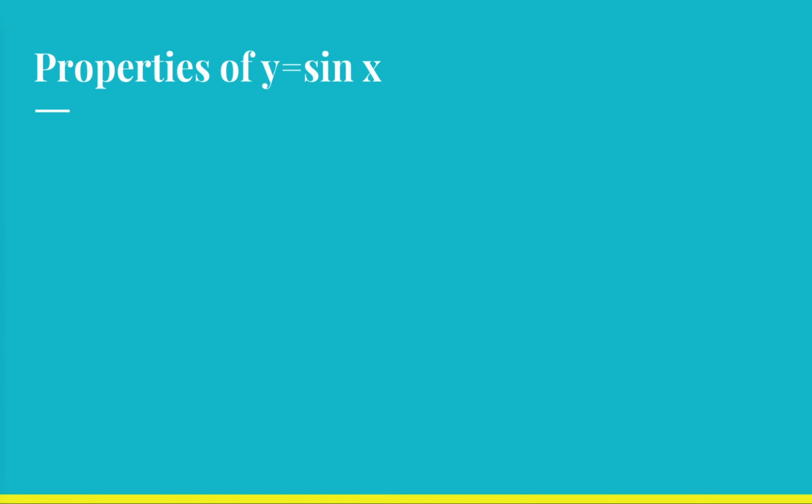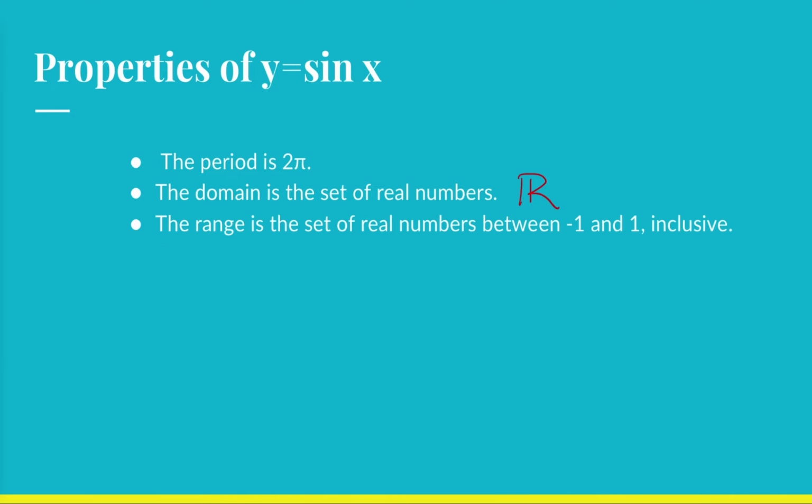So properties of y equals sine x. The period is 2 pi. The domain is the set of all real numbers. The range is the set of real numbers between negative 1 and 1 inclusive. All of our y values can only be between negative 1 and 1.